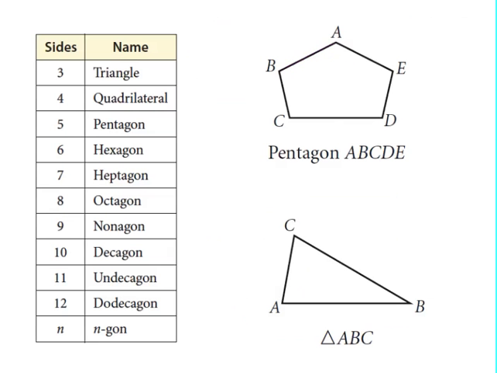Here, we're going to classify them by sides. This is taken from your book. These are things you probably already know. If there are a few you don't know, you'd better write them down. We have a triangle, which is a 3-sided figure. Everybody should know that. A 4-sided figure is called a quadrilateral, because the prefix quad means 4.